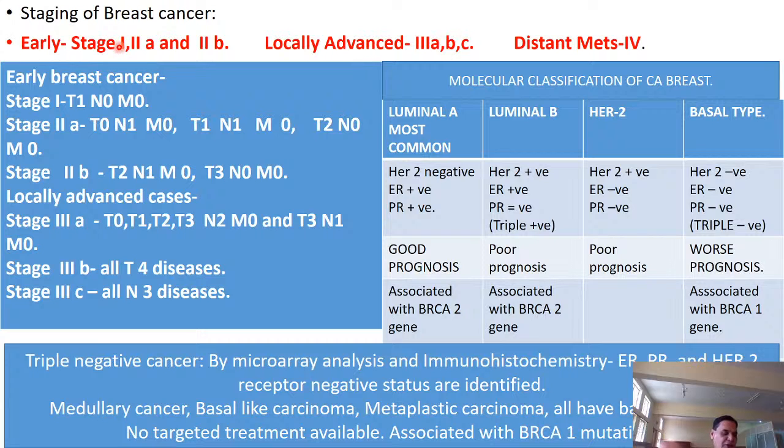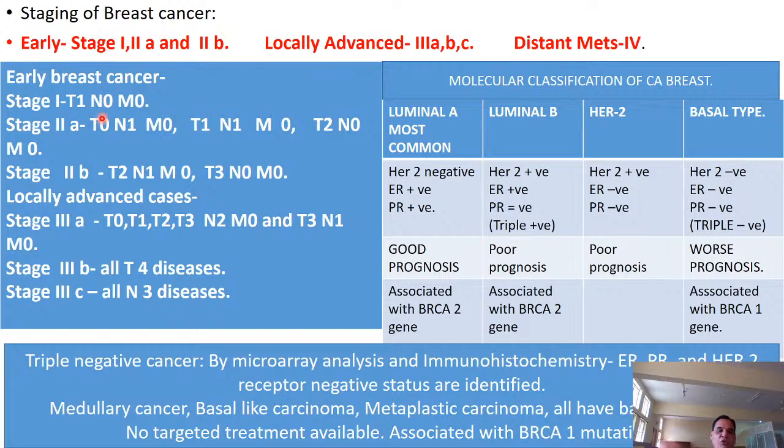So this is simple. This is for MBBS. How do you stage a breast cancer? This unfortunately you have to remember. Early stage, stage 1, 2A and 2B. These are all TNM classifications. Locally advanced, 3A, B and C. And for 4, it is distant mets. Even if you remember this line, I think you will get more marks. Early stage 1, 2A, 2B, locally advanced, that means LABC, locally advanced breast cancer, 3A, B, C, and 4 is distant.